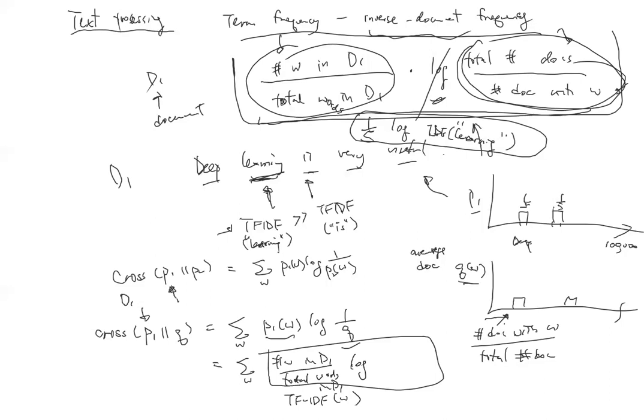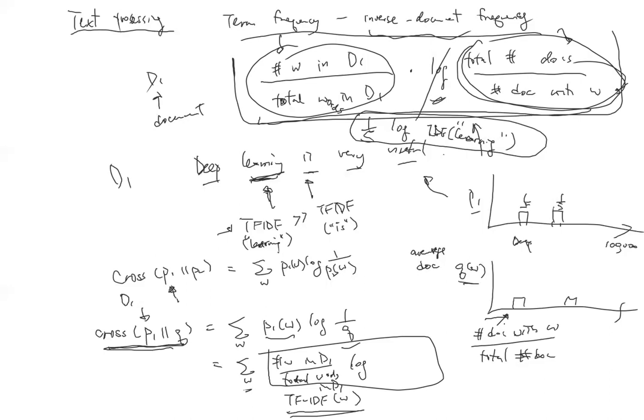So if I compute the cross entropy of any document with the average document, it will essentially equal the sum of all the TF-IDF of all the words out there. Then you can see that the cross entropy is kind of influenced by the largest TF-IDF, right?